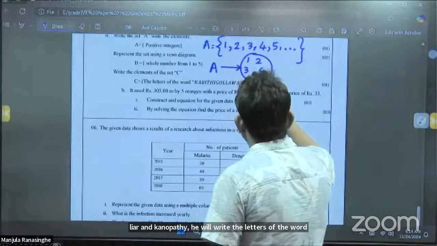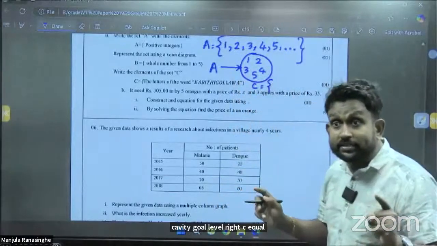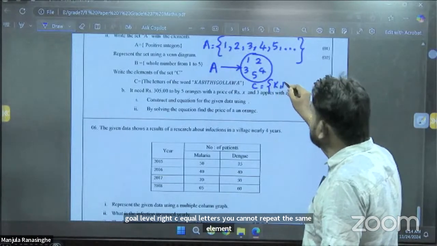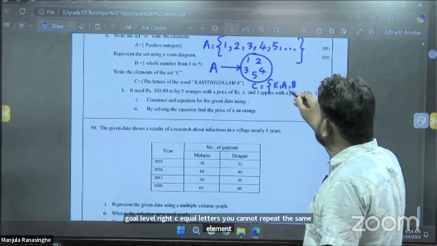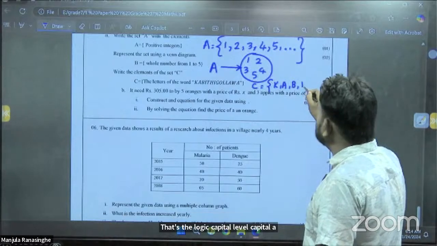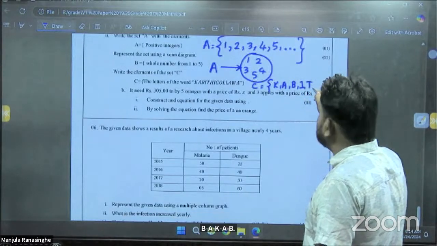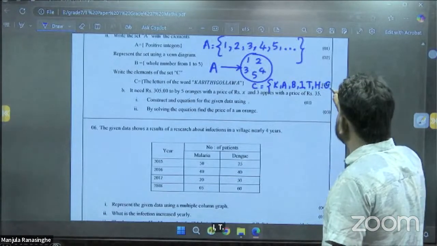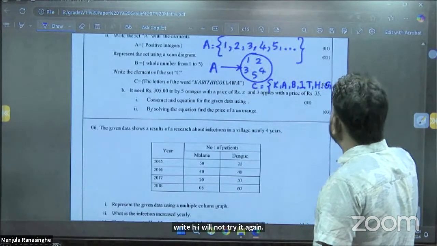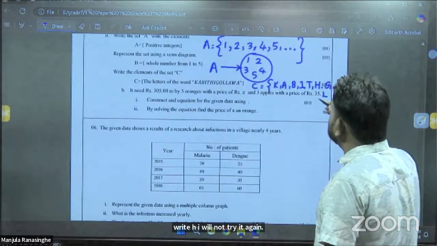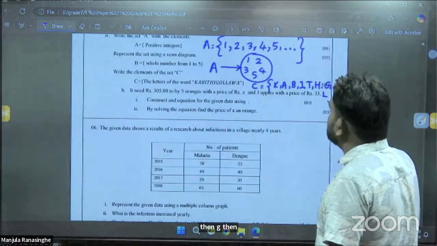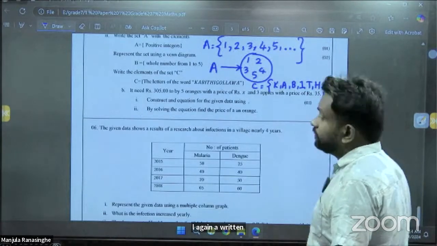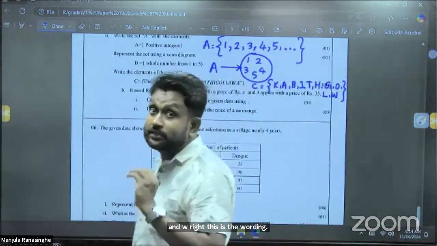C equals the letters. You cannot repeat the same element. That's the logic. Capital level: C, A, P, I, T, L, E, V. This is the wording. Remember that you cannot repeat the same element.